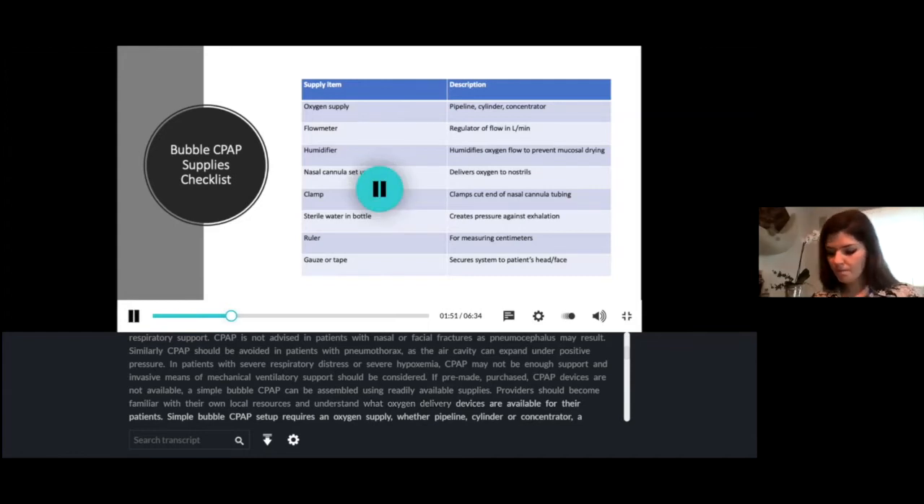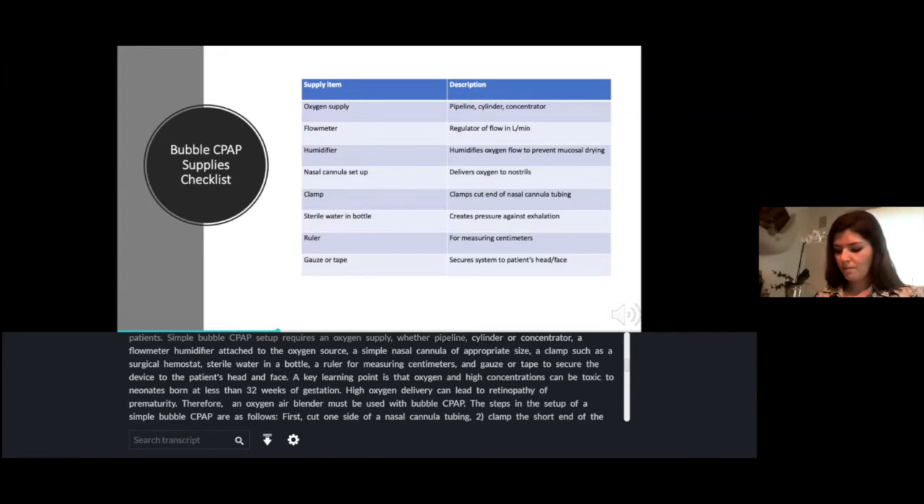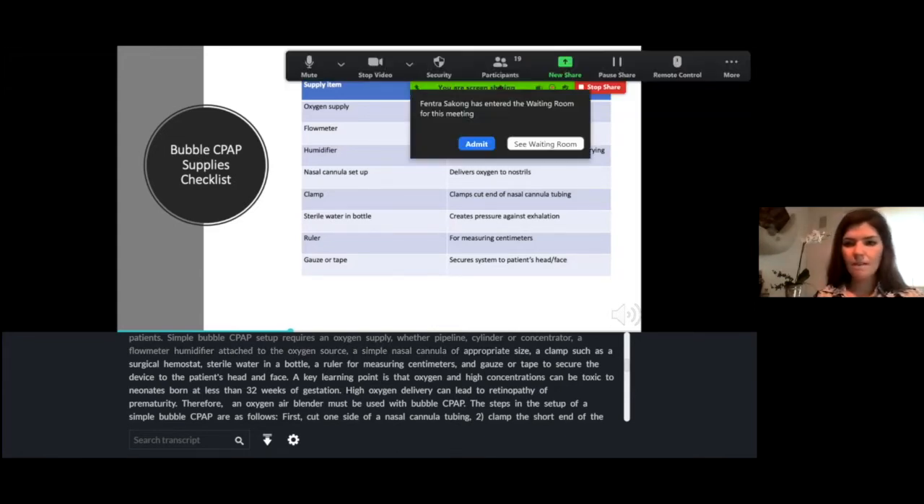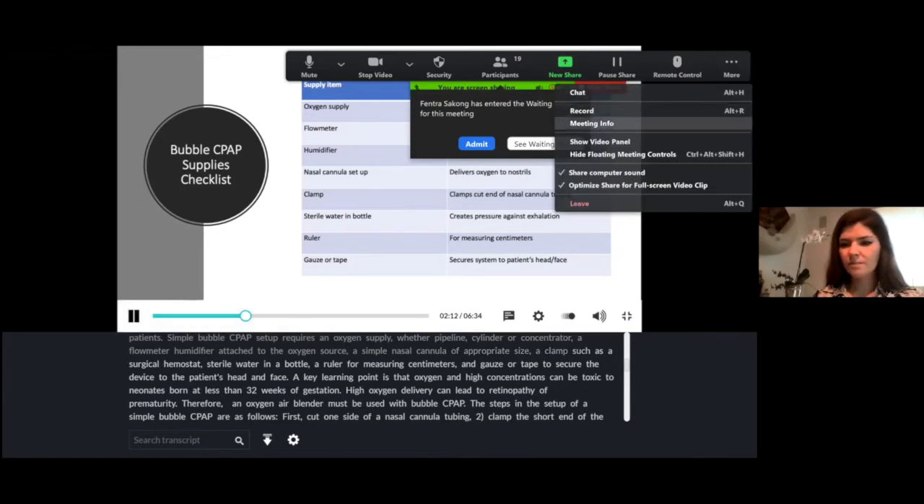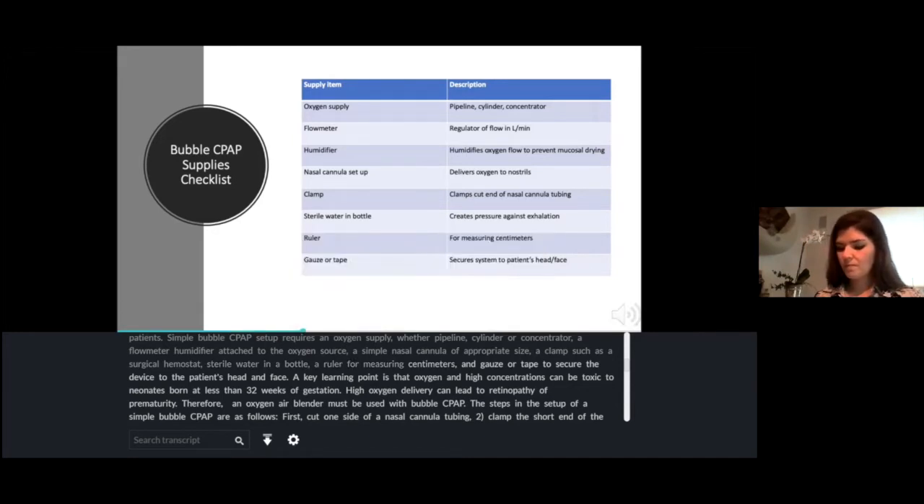Oxygen delivery devices are available for their patients. Simple bubble CPAP setup requires an oxygen supply, whether pipeline, cylinder, or concentrator, a flow meter, humidifier attached to the oxygen source, a simple nasal cannula of appropriate size, a clamp such as a surgical hemostat, sterile water in a bottle, a ruler for measuring centimeters, and gauze or tape to secure the device to the patient's head and face.